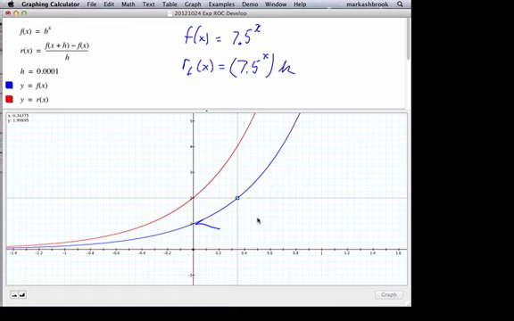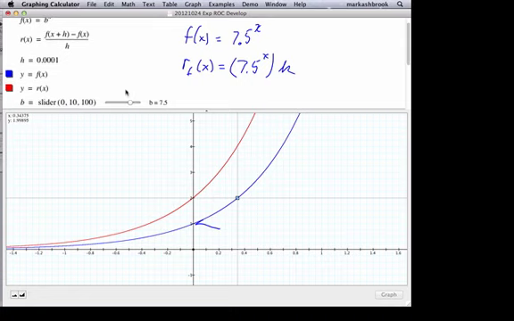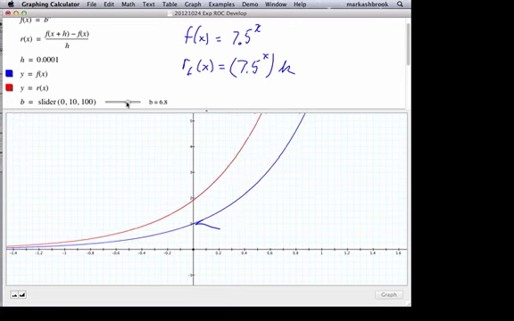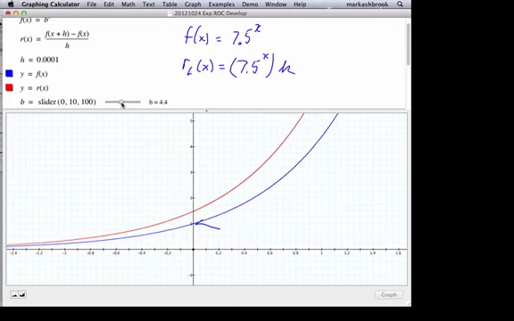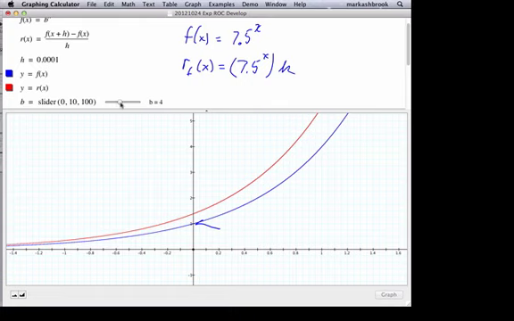This is how it works. Okay, so let's do another one. Let's make b say 4.4. Just make it 4. So here b is 4.